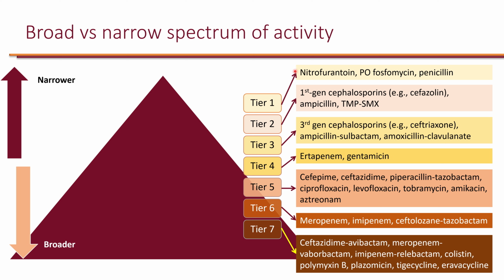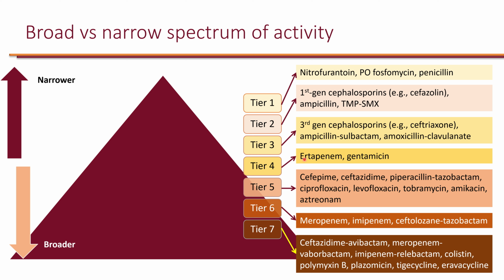Now, these agents up to tier 3 do not have activity against ESBL producing organisms. But when you get to the third tier, it's actually pretty broad spectrum. Now, tier 4 is slightly more broad than tier 3. What's unique here is that ertapenem and gentamicin do have activity against ESBL producing organisms.